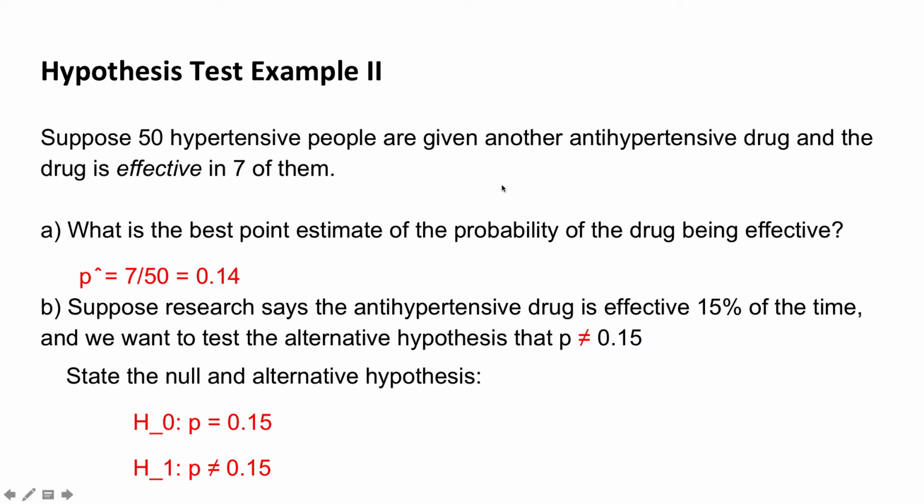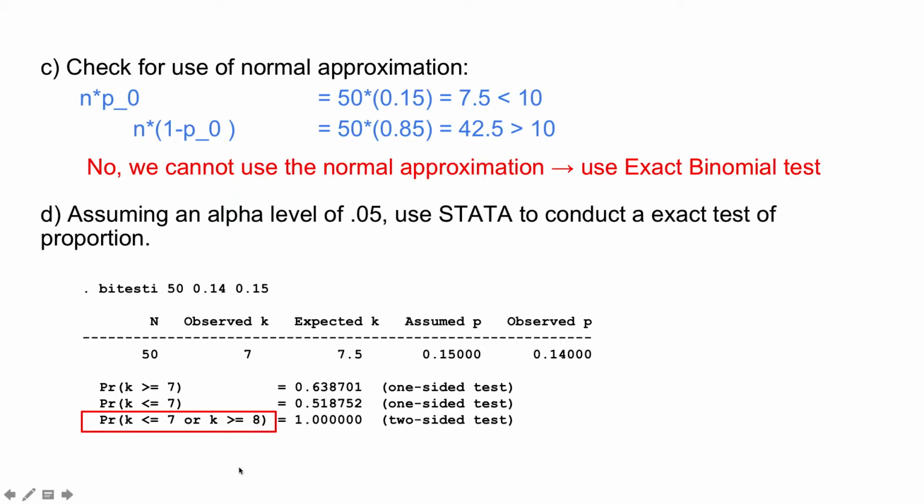And now, to the second example: 7 out of 50. This is the point estimate, and this is the number we want to test. So still, check this one. Here we're using 10 as a rule of thumb, and this one is smaller than 10.